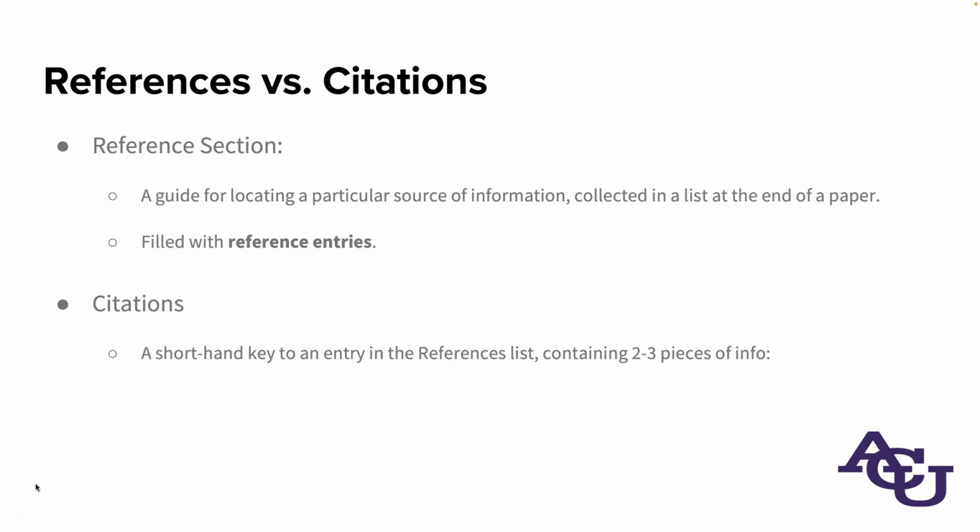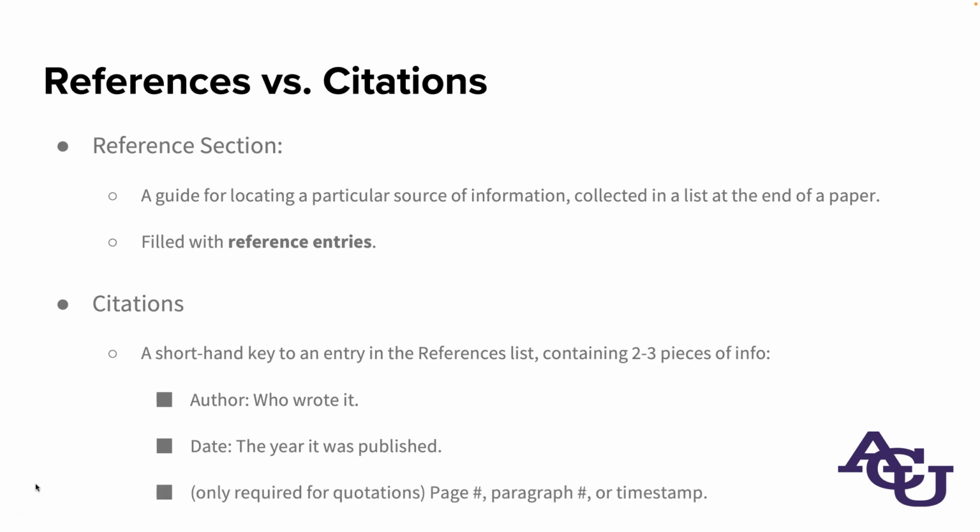Now the citations, the thing that's in the body of your paper, a citation is a shorthand entry that guides you to the full entry in the references list. And the reference entry will have a lot of stuff, but the citation is basically 2 or 3 pieces of information. Who wrote it, however many authors, with abbreviations for conciseness, the year it was published, and if you're doing a direct quotation or wanting to point people to a very specific piece of text, the page number, paragraph number, or timestamp.